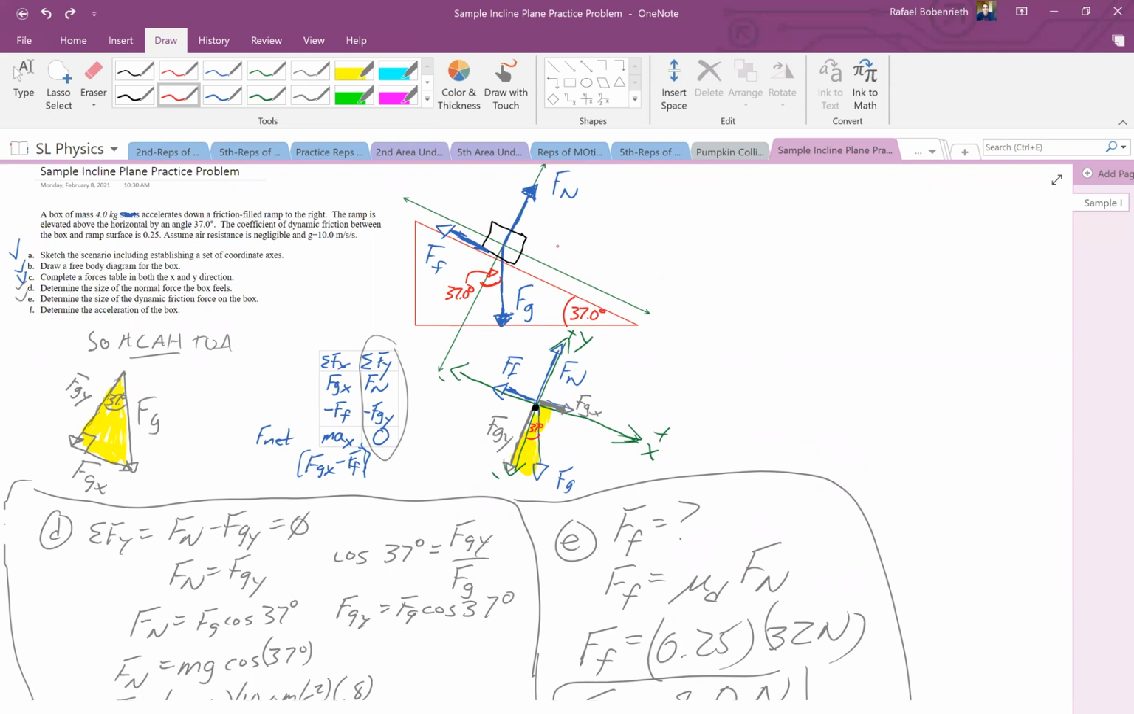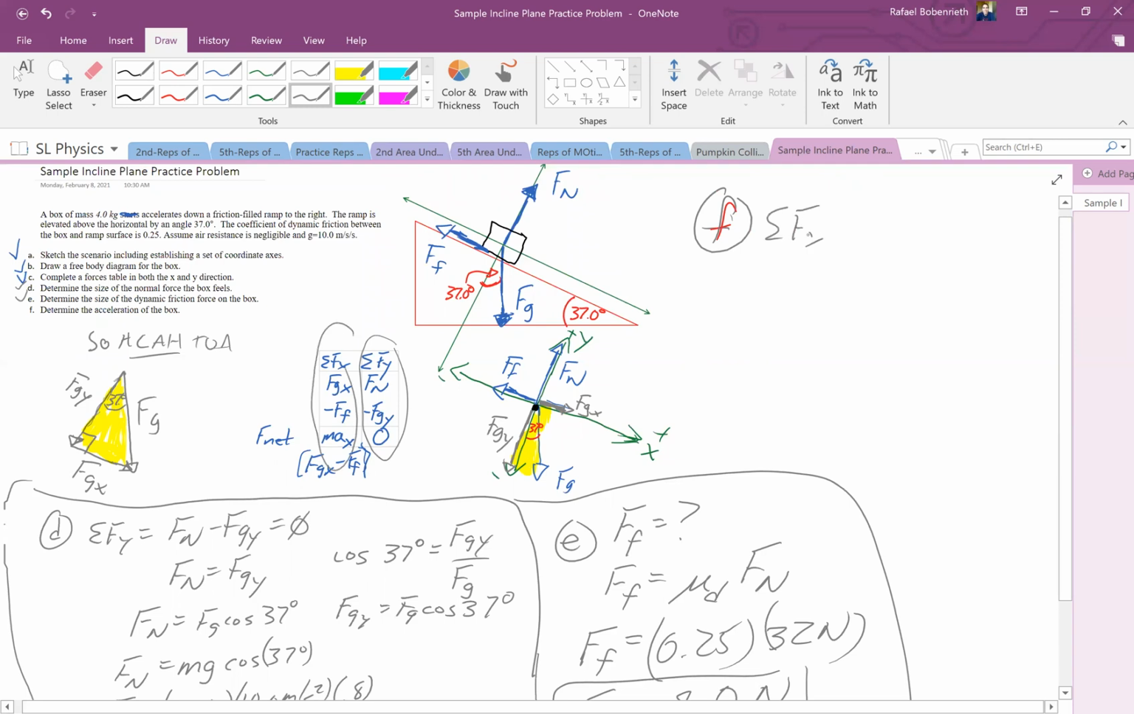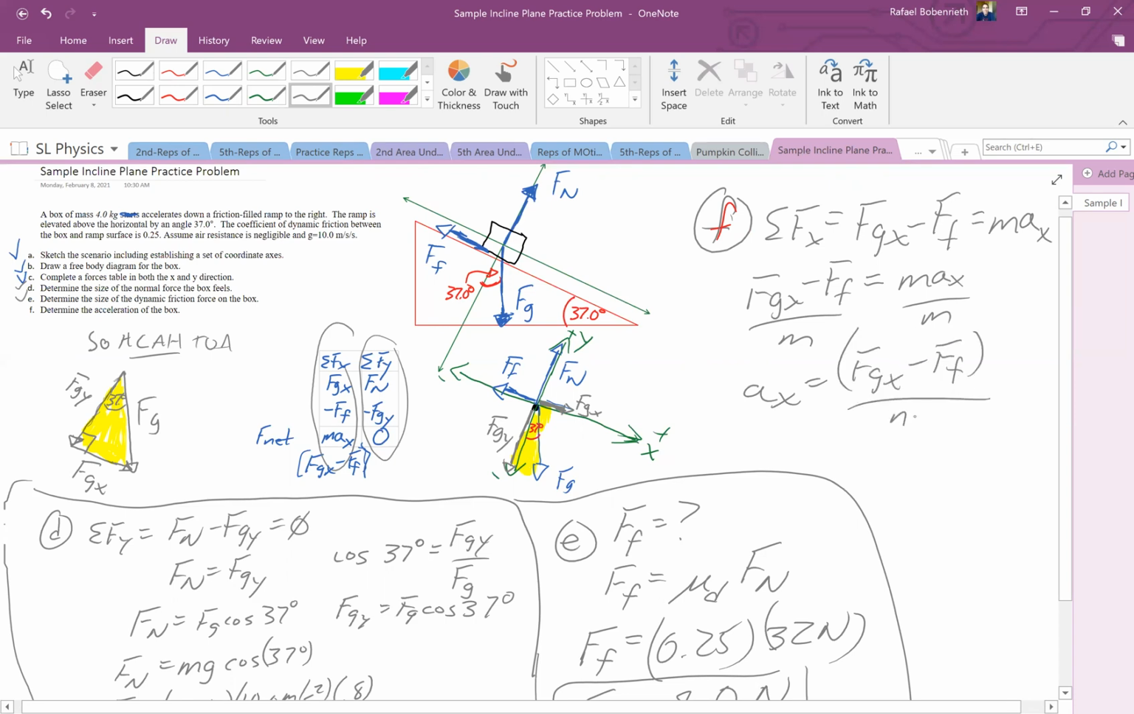So when we get to part F, I'm going to do part F in gray. We're going to use this right here. The sum of the forces in the x direction equals Fgx minus the force of friction. In this case, it equals the mass times the acceleration in the x direction, because we know there's acceleration. I'm asked for the acceleration, so I'm just going to rewrite this: Fgx minus force of friction equals m ax, divided by m on both sides. The acceleration in the x direction is going to be the difference between that x component and the force of friction, divided by the mass.